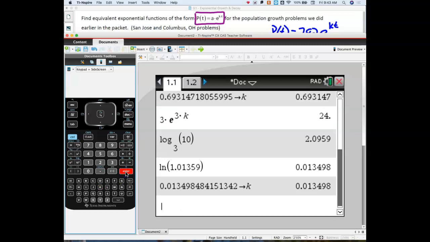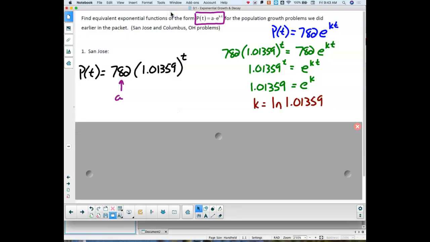Okay, so 0.013489. 0.013. Was it 98? Man. Whoa, what's going on there?